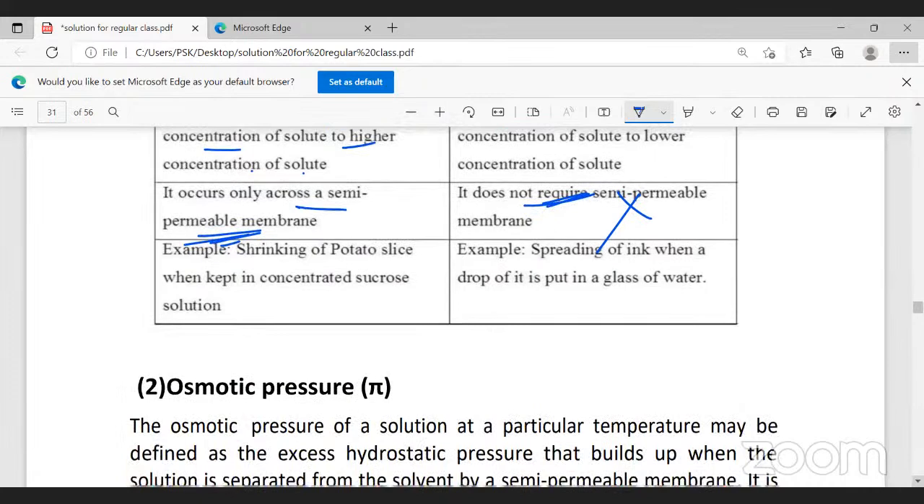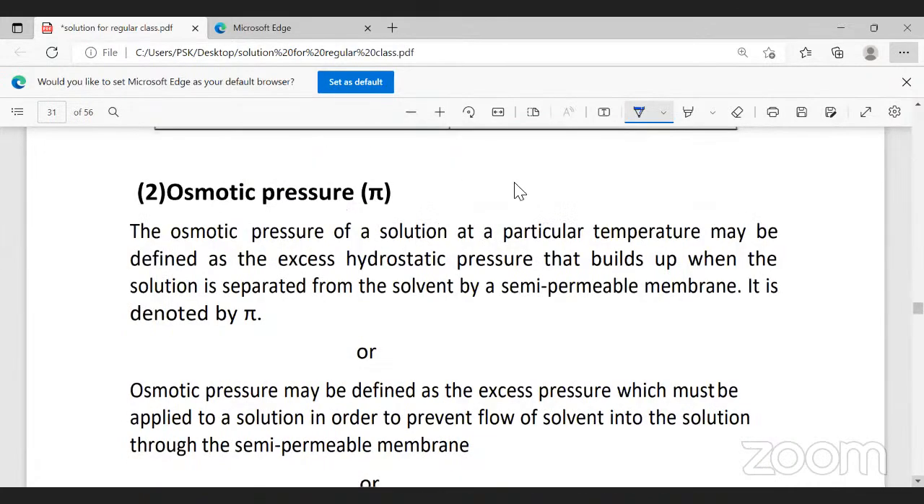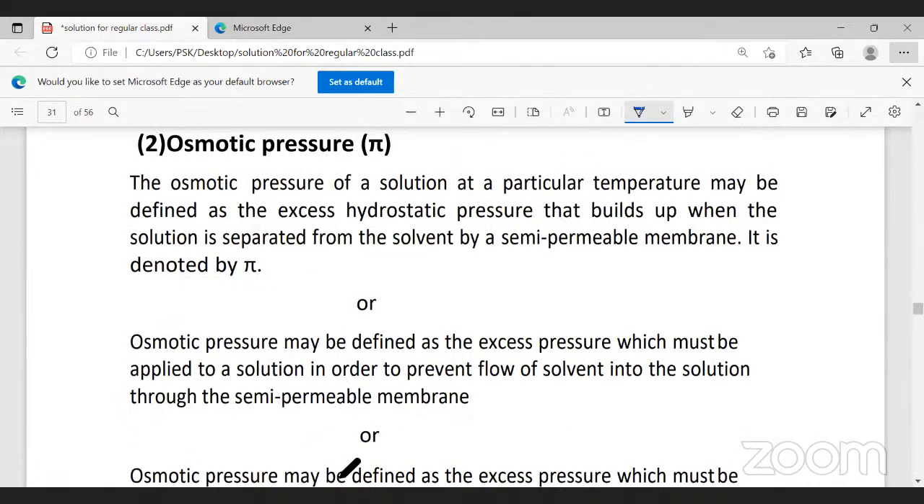Now, we defined what is osmotic pressure. There are many ways of defining osmotic pressure. We will define osmotic pressure again, and we'll learn the formulas and work out some of the problems based on osmotic pressure.